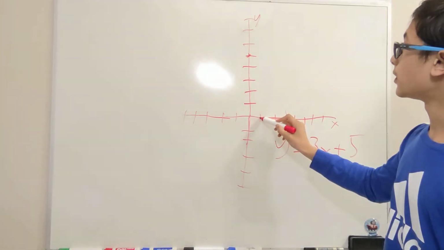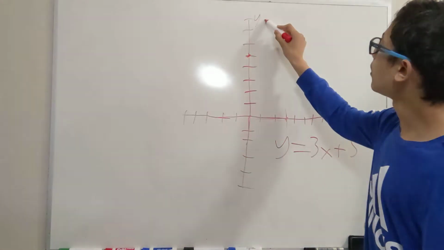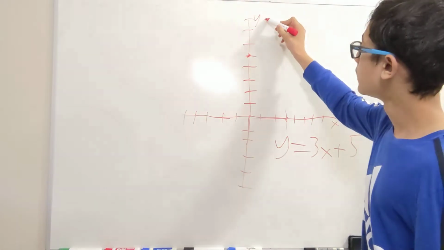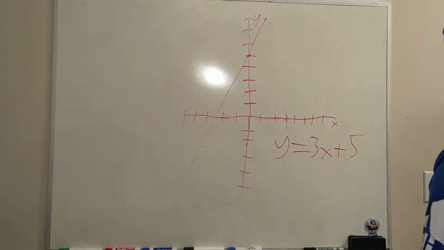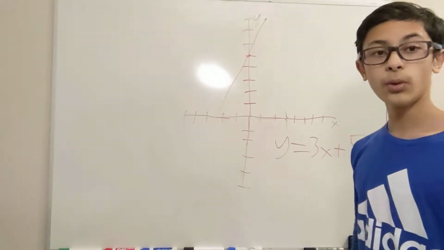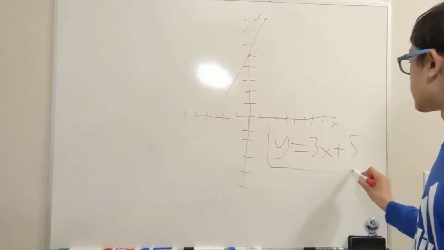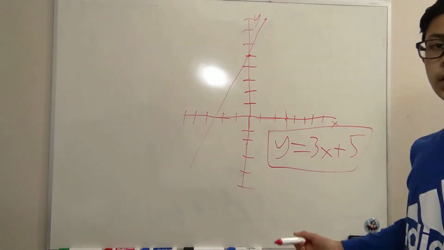So when x is 1, we go up 8: 1, 2, 3, 4, 5, 6, 7, 8. All the way up there. With 2 points, we can now graph this line. This line is something like that, and it goes on infinitely in both directions. So that's pretty cool. Now we know why linear equations are called linear equations, because this linear equation makes a straight line.